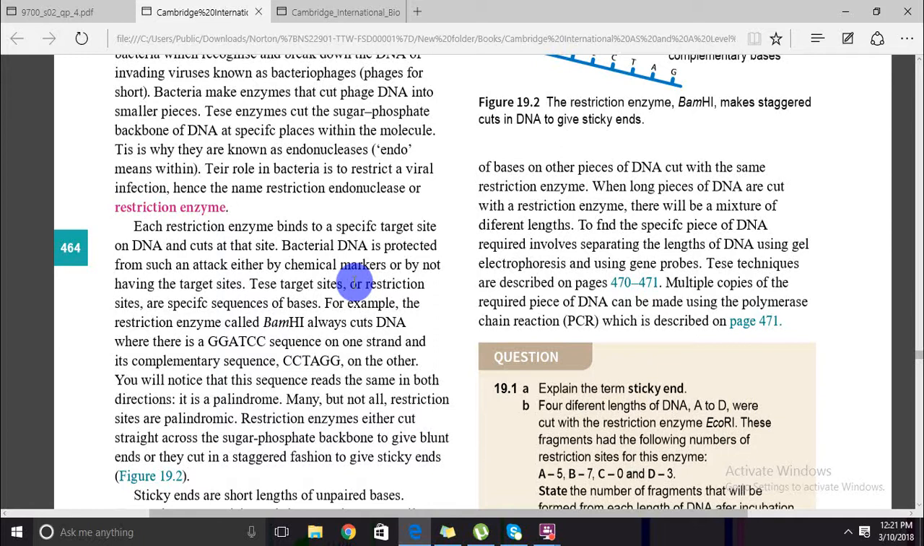You can write: bacterial DNA is protected from restriction enzymes, and you might write from its own restriction enzymes, either by chemical markers, and chemical means it will have to be some sort of a molecule like a hormone or some kind of secondary messenger, either by chemical markers or by not having the target sites.